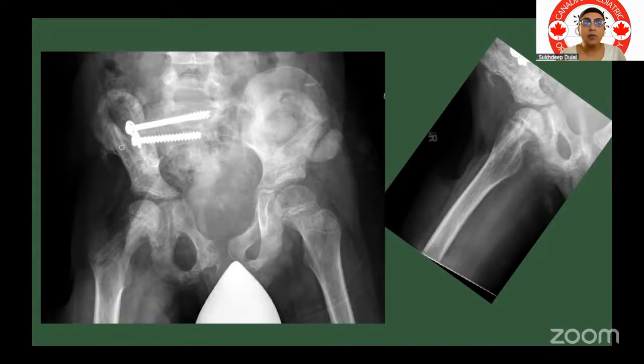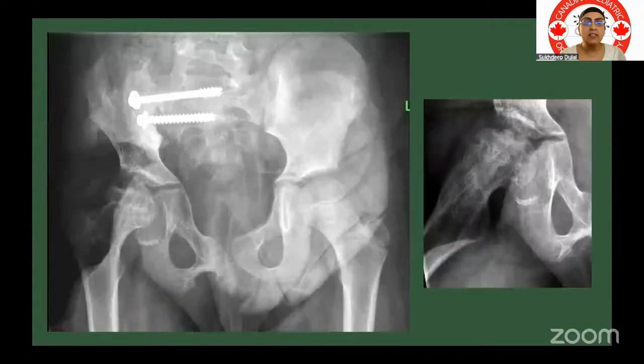Watching for, knowing that he was at high risk for complications, he was followed, and indeed he did develop those complications, including what you can see here, changes consistent with avascular necrosis of the femoral head, as well as a growth arrest of the proximal femur.